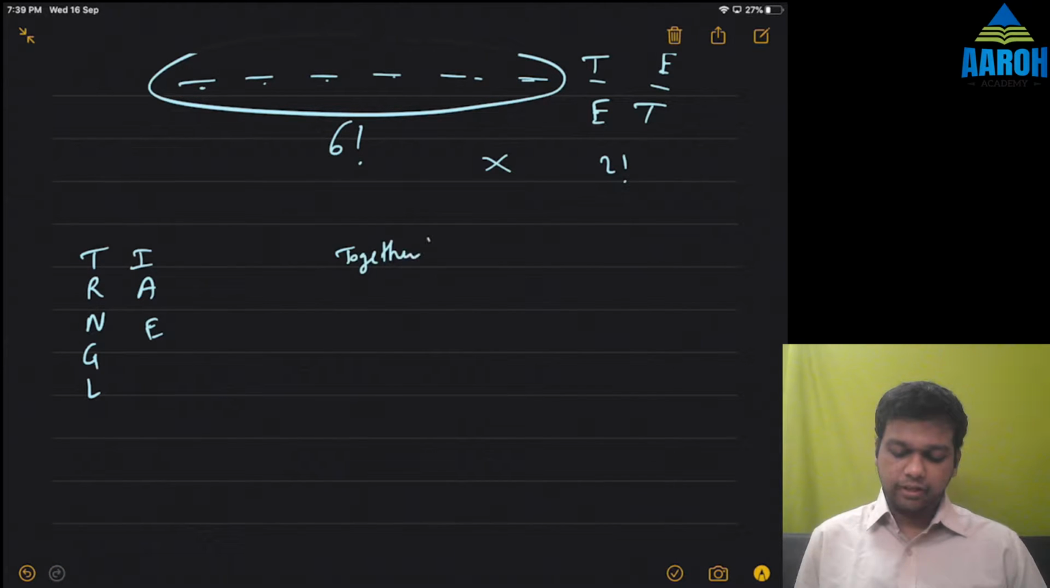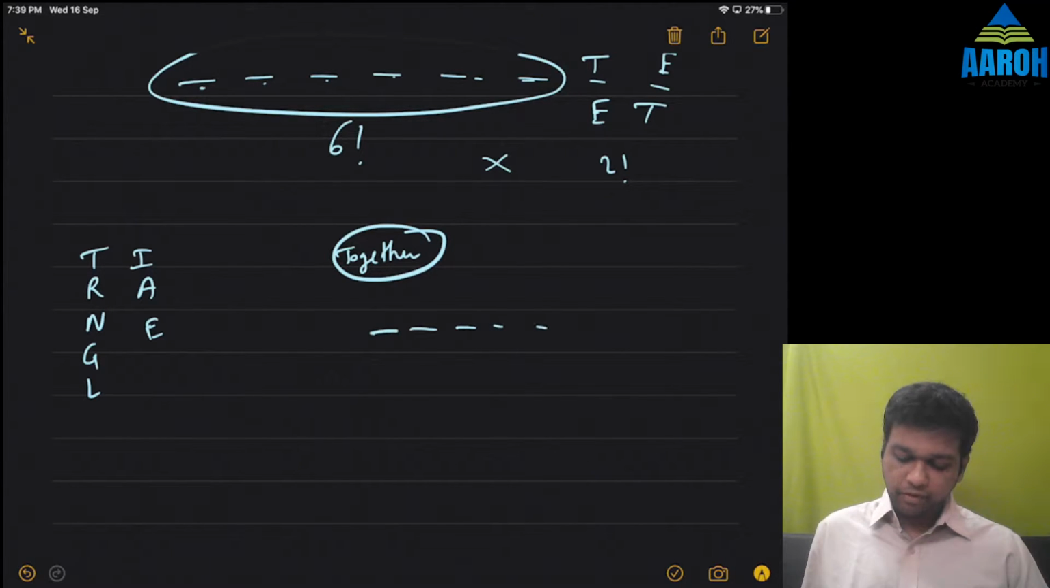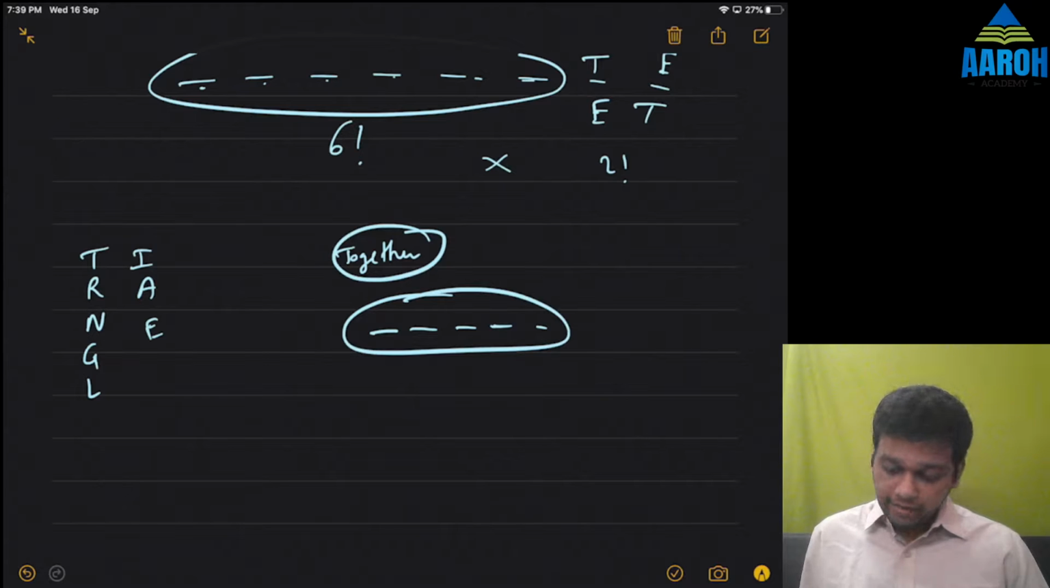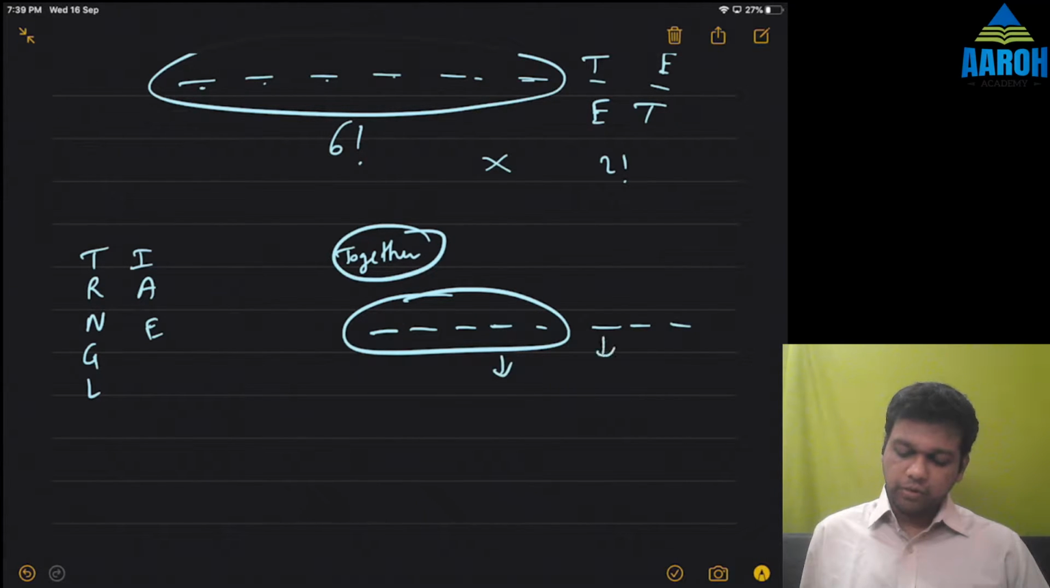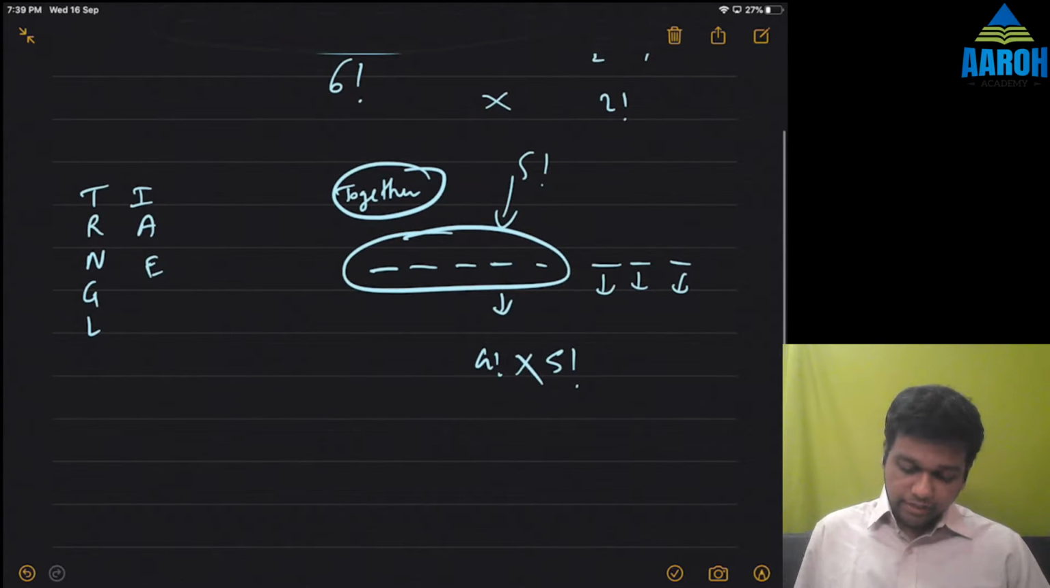They're asking consonants are never together. So the opposite of that is consonants are together. How can we find ways to get consonants together? Let's make a box of consonants. 1, 2, 3, 4, 5 consonants are there. Let's make a box and 3 remaining letters. So including this box, 1, 2, 3, 4 things are there. So 4 factorial, and within this box we can move them in 5 factorial ways. So these are the ways where consonants will be together.